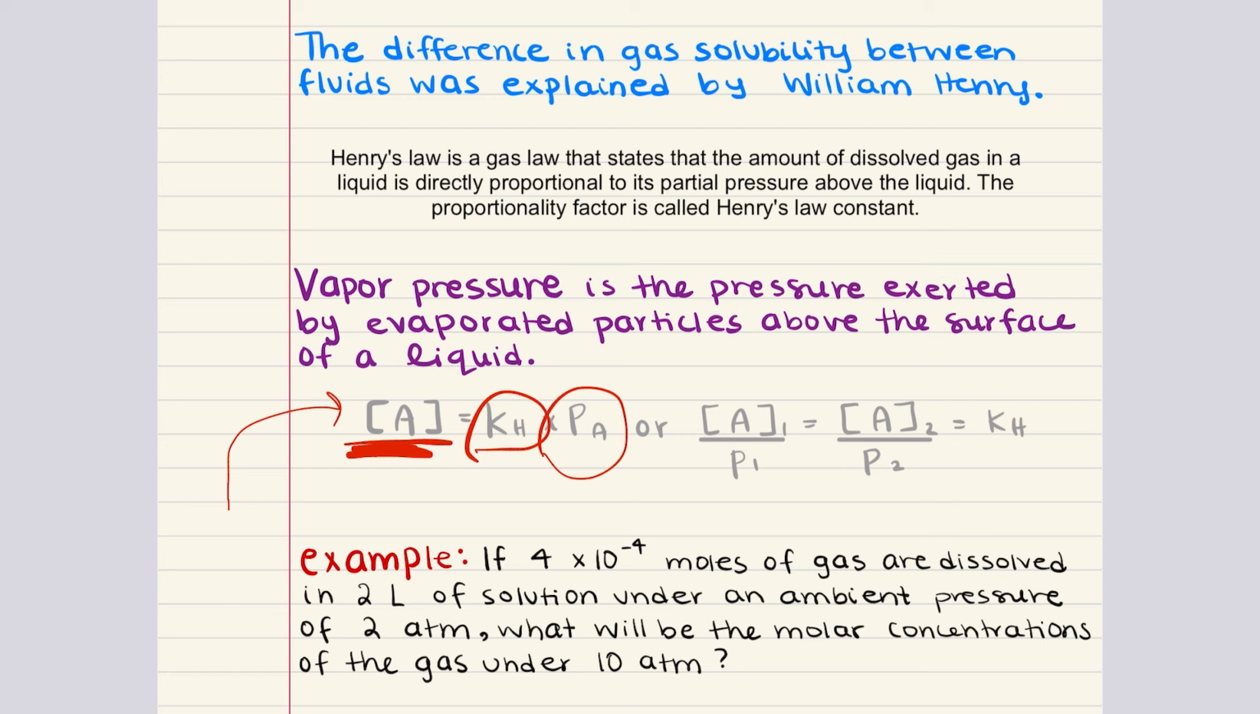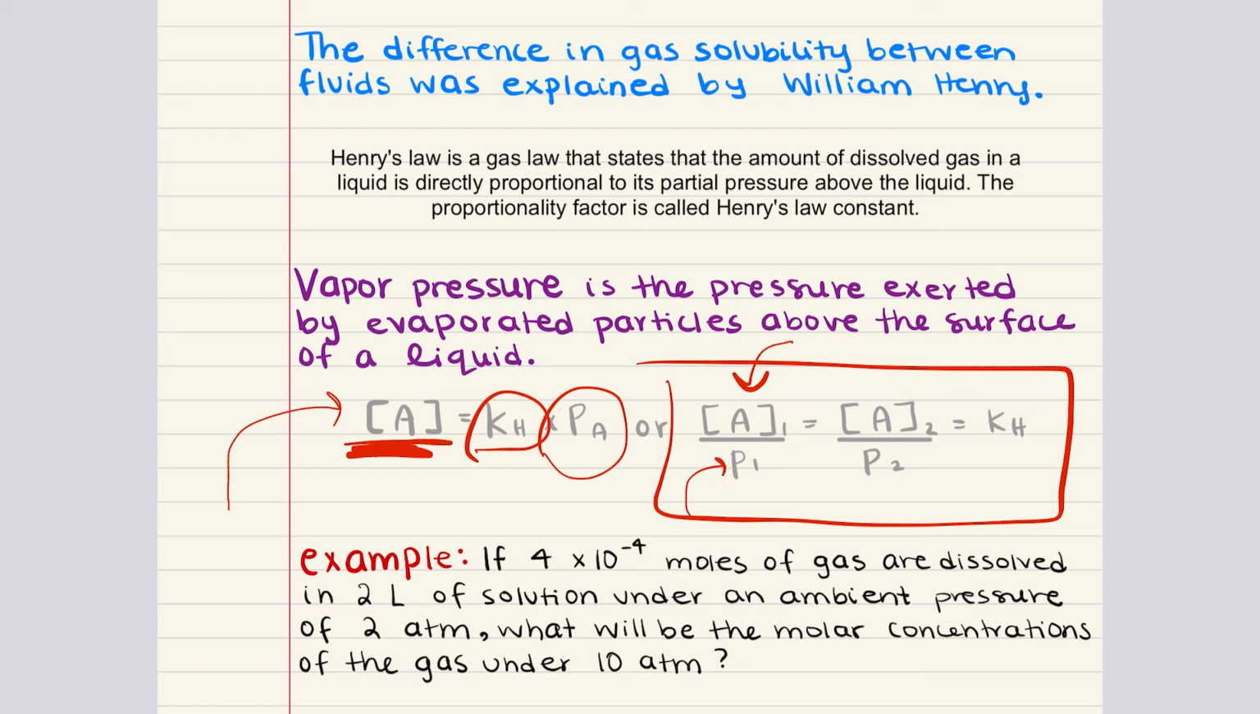So the best way to understand this is to do a practice problem. But I also want to introduce this kind of expression in a different form. You see that right here. Here we have the concentration of gas A at some initial value divided by initial pressure. This is equal to the concentration of that gas at some final value divided by final pressure. And this is also equal to Henry's constant.